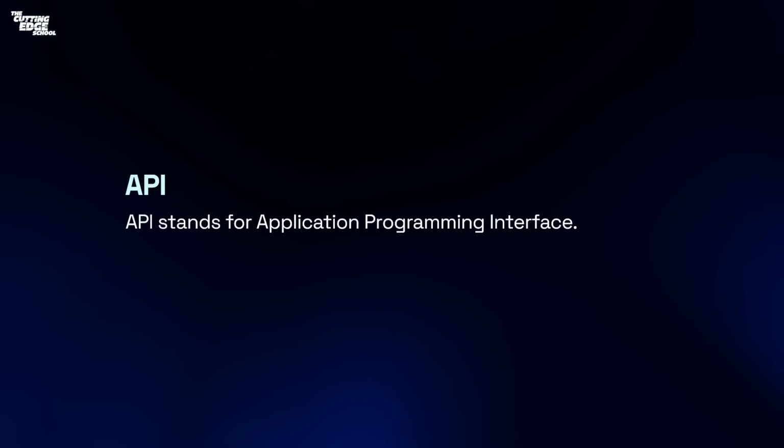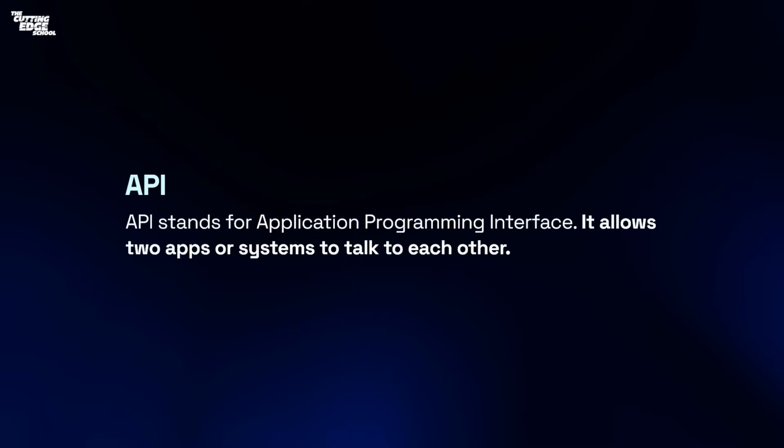Then let's understand authentication. Authentication makes sure that only the right person can access their health data. This is pretty straightforward. So let's understand what is an API. API stands for Application Programming Interface. It allows 2 different apps or systems to talk to each other.